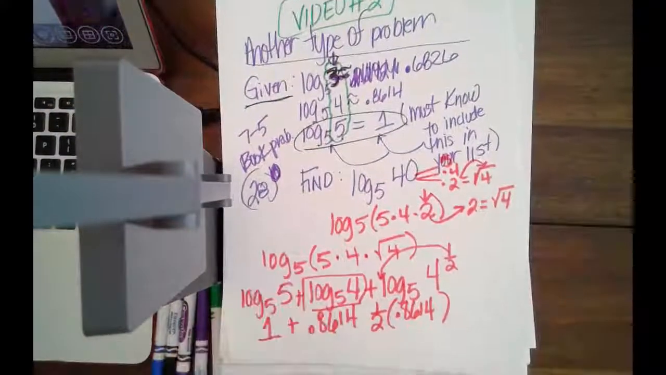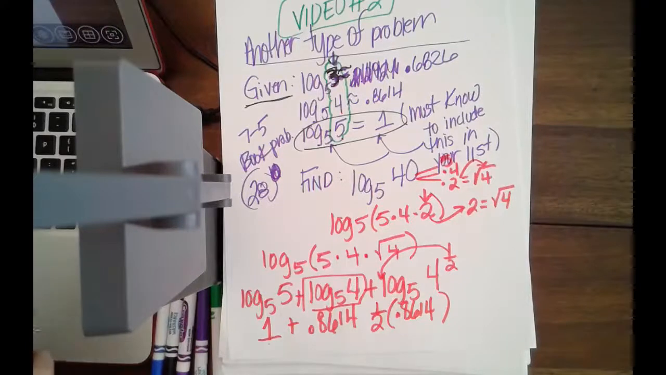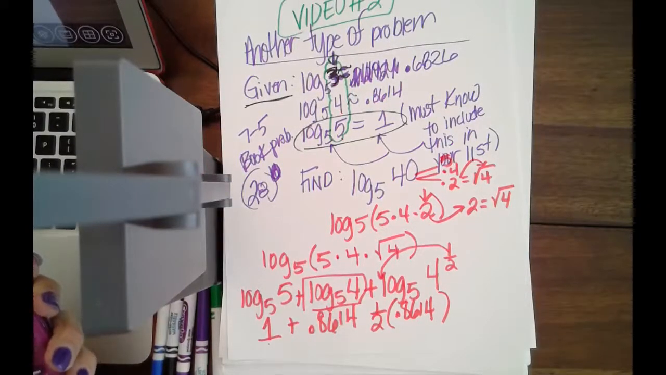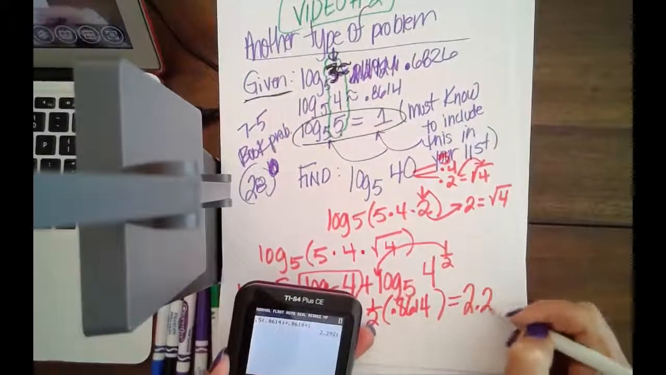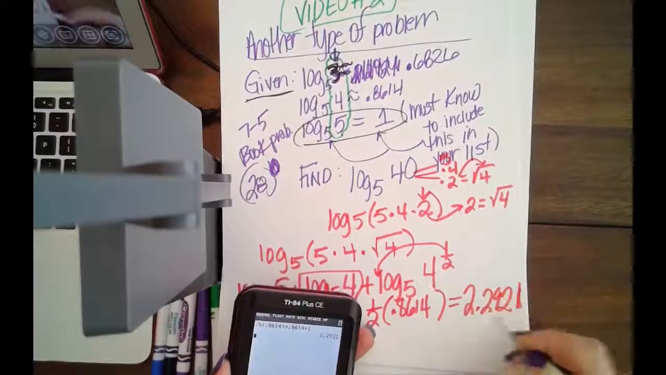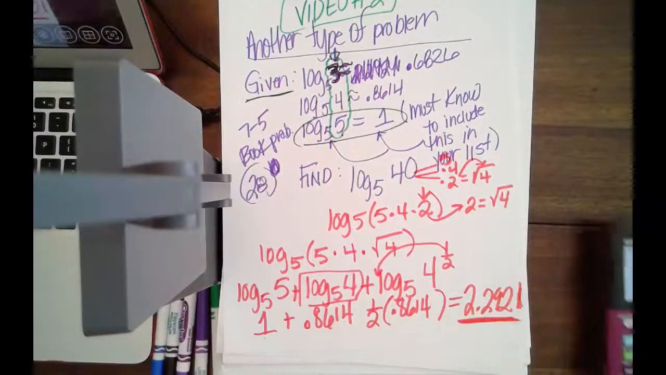All right, I'm going to go ahead and take half of this first. Okay, 0.5 times 0.8614. Okay, that's, oh wait, I think I'm in radians. I better get out. Okay, 0.5 times 0.8614. I took care of that. Plus 0.8614 plus 1, and the final value is 2.2921. And yes, we need all 4 decimal places when you're doing these kinds of problems.